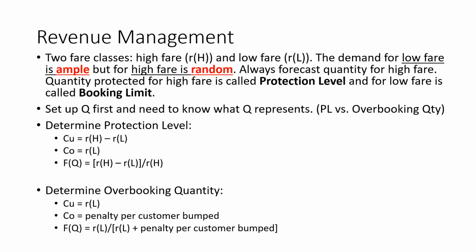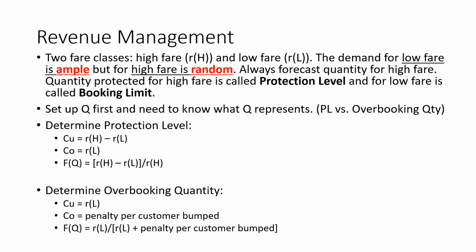CU is equal to the difference between high fare and low fare. If you cannot understand why CU is that, just memorize it. For all of the situations, CU for forecasting the protection level for high fare is the difference between high fare minus low fare, and CO is always low fare.